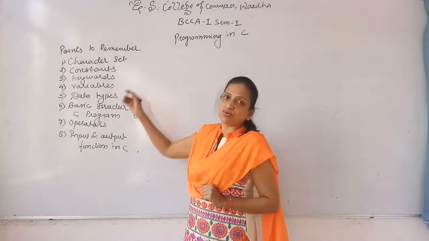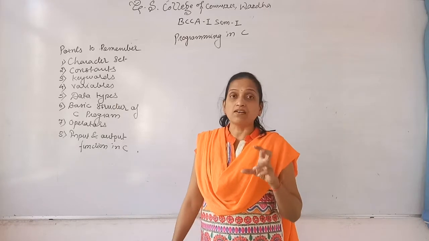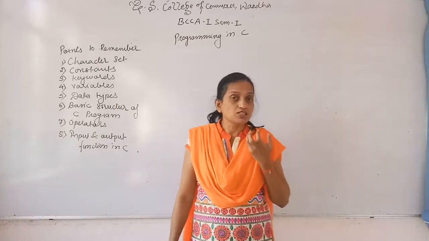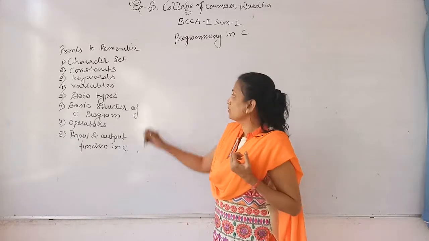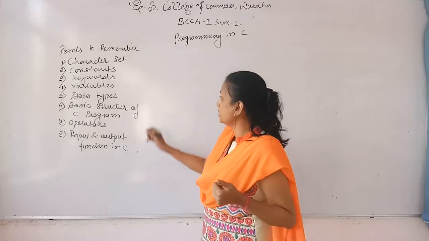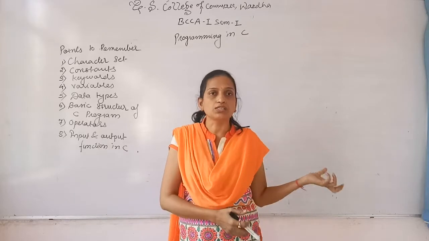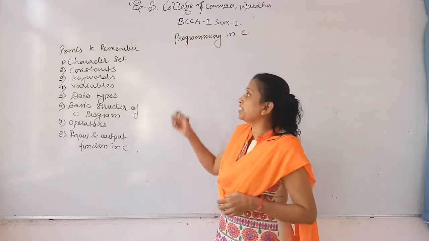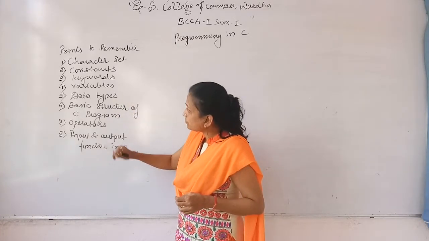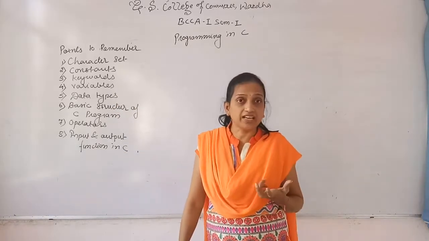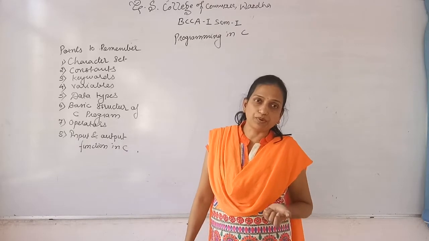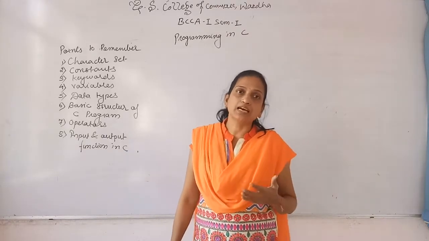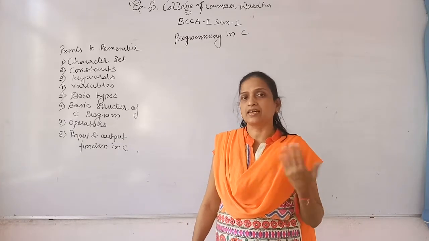The next is keywords. Keywords are reserved words. They have some meaning and are used to perform a special task. Whenever you want to perform that particular task, you have to use those keywords. A total of 32 keywords are provided by C. Then variables. Variables are your data names, which vary from program to program, and we can assign a value to the variable as many times as we want.